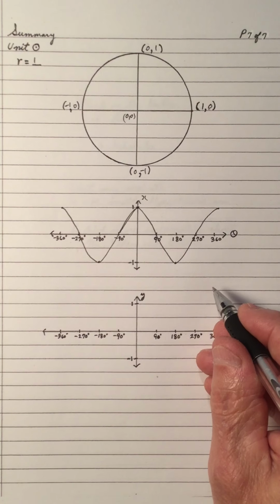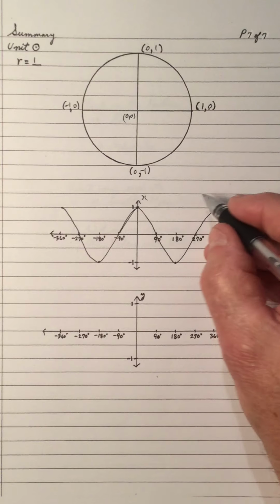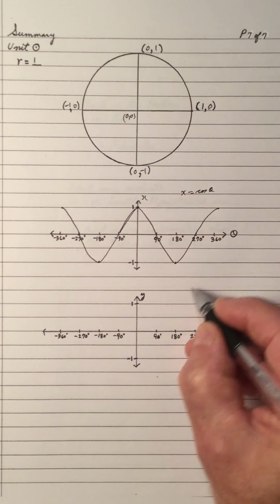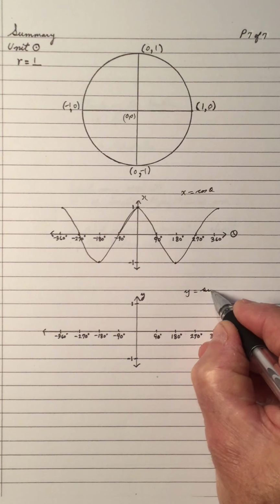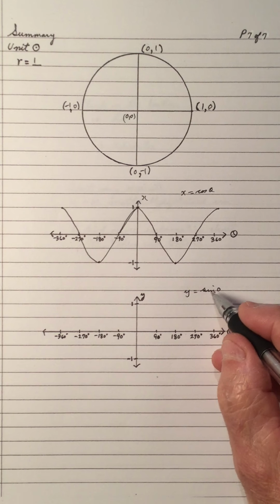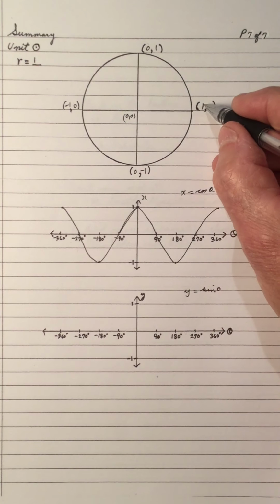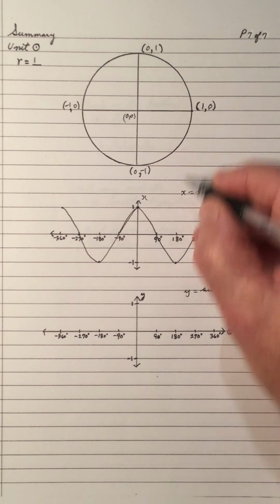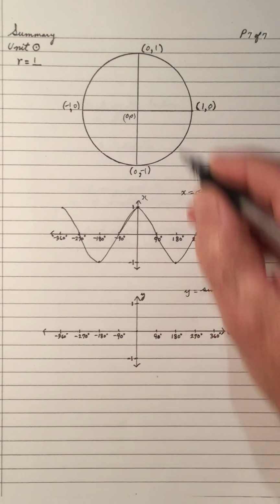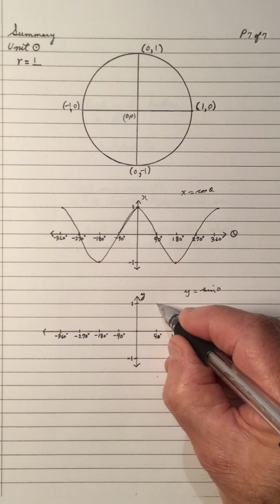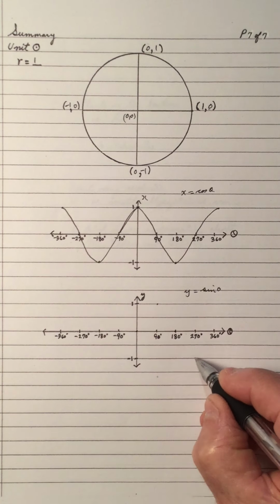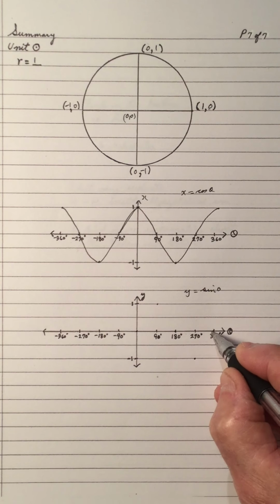And it's a sideways C. So what about the graph? So this is x equals cos theta. What about y equals sine theta? So the y is the sine. So the y at 0, the sine of 0 is 0. The sine of 90 is 1. So it goes 0, up to 1, back to 0, back to negative 1, back to 0.